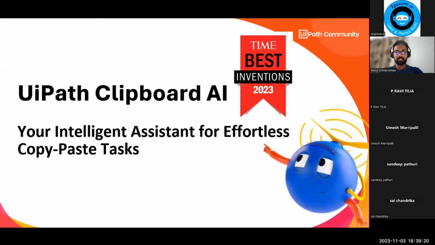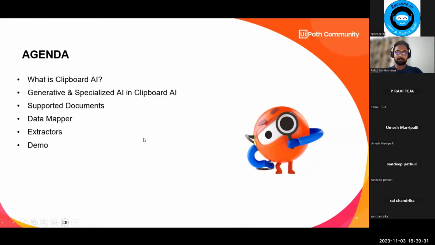In my first slide, I added this note right at the bottom: your intelligent assistant for effortless copy paste tasks. So this is actually Clipboard AI. Just consider you are going to your office, and your manager assigns you one task, right? He gives you one Excel sheet which has some 100 or 500 rows of data, and tells you to just copy paste the data to some destination application. Just a copy paste task.